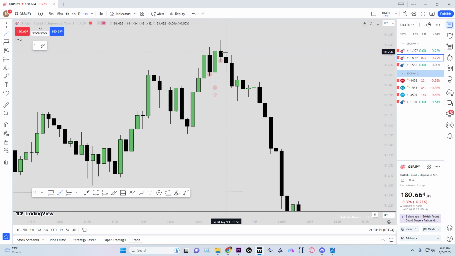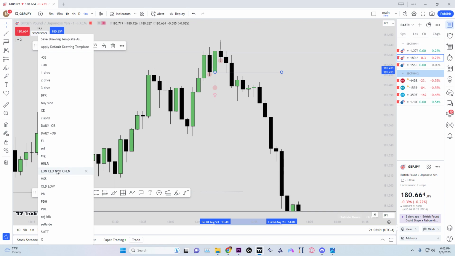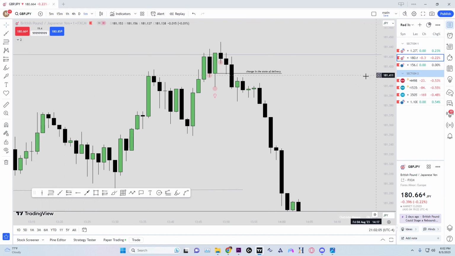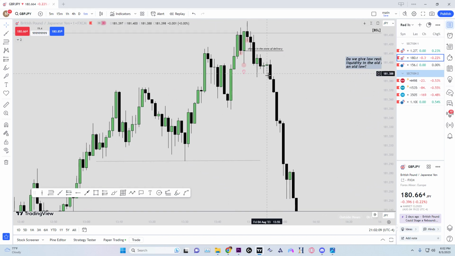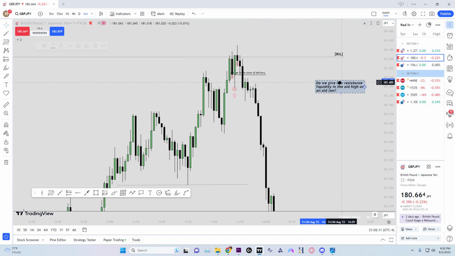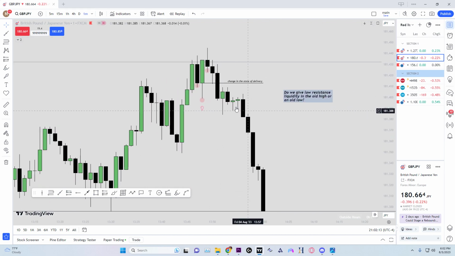So when it touches this high, and you see this green candle, the moment it crosses this opening price is called the change in the state of delivery. When it takes out that high and crosses the opening price, it's going to start a sell program. It's going to start order flow to the downside, or a bearish order flow.